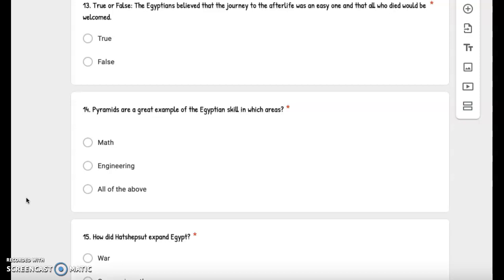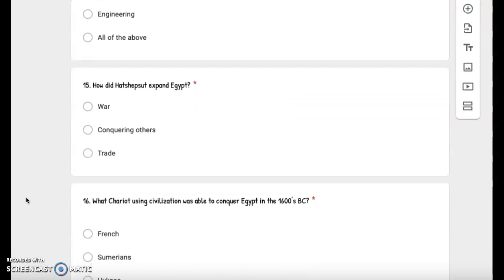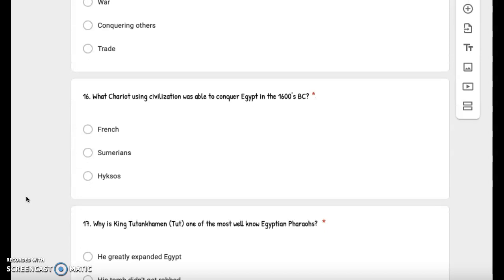Number 14. Pyramids are a great example of the Egyptian skill in which areas? Math, engineering, or all of the above? Number 15. How did Hatshepsut expand Egypt? War, conquering others, or trade?